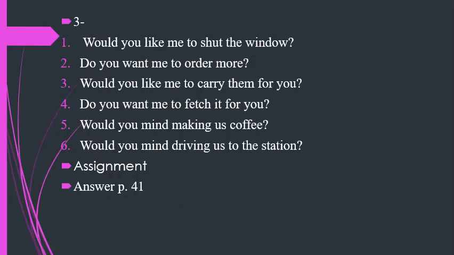Now let's look at the second exercise. Read the sentences below and respond with offers and requests. Use do you want or would you like me to for offers from 1 to 4. So from 1 to 4, the first 4 sentences you're going to use do you want or would you like me to. You're going to make an offer. You're going to offer to do something for someone. While 5 and 6 you're going to use would you mind plus ing.